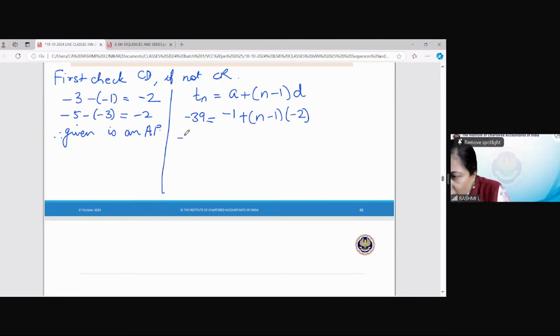So -39 is equal to -1, ये -2 से मल्टीप्लाई करेंगे तो -2n plus 2. So my +2 -1 is +1. +1 इधर जाएगा तो ये -39 -1 is equal to -2n. -2n is equal to -40. n will be equal to 20.